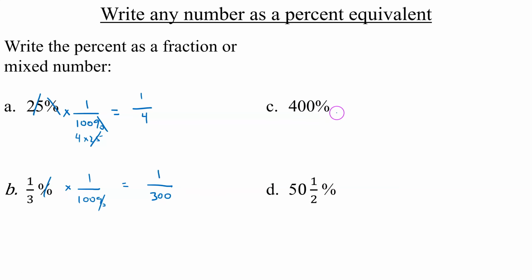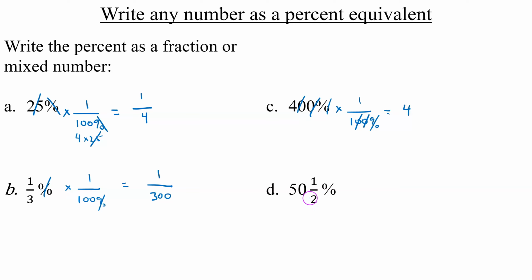400%. We're going to divide by 100%. 400% divided by 100% gives us 4. You can also do this by canceling the zeros. 1 0 here, 1 0 here, 1 0 here, 1 0 here.